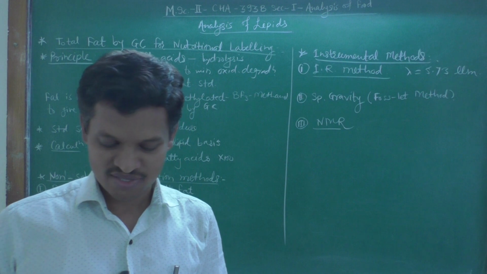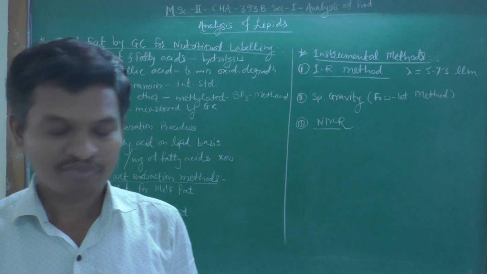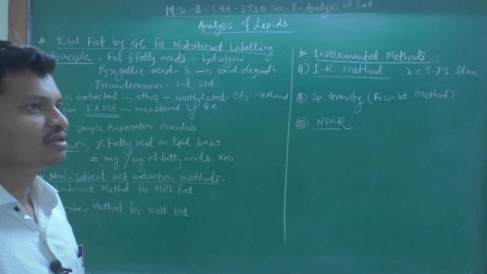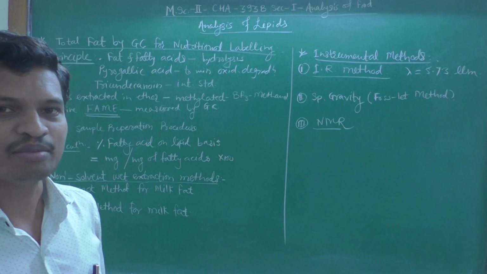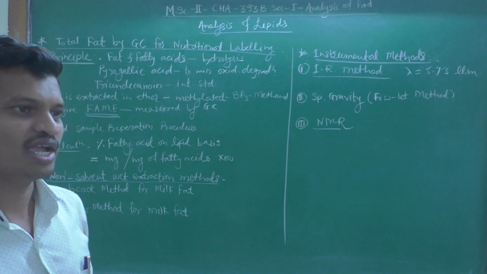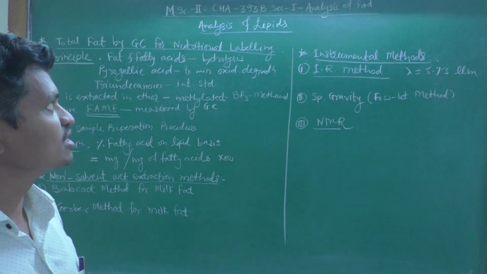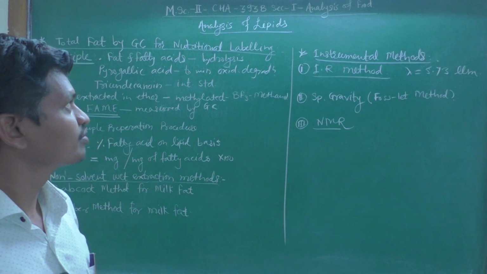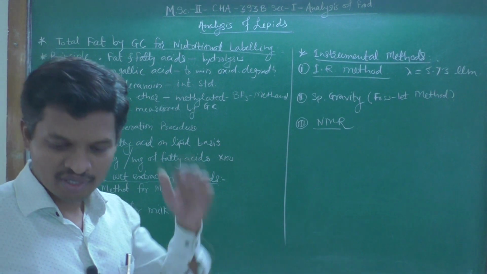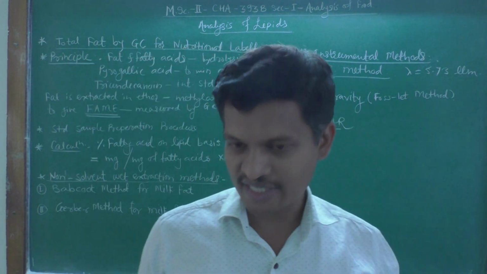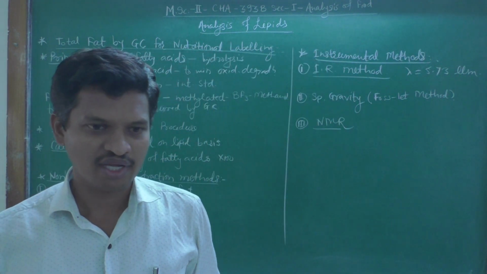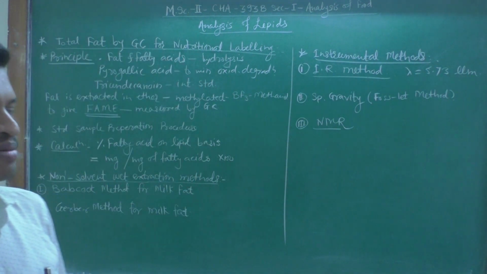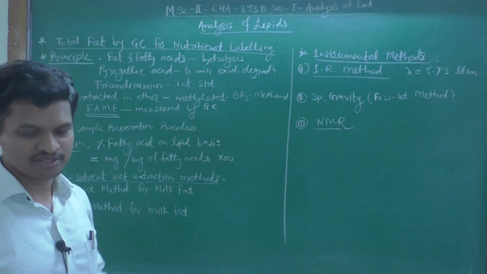So, my dear friends, we are discussing the analytical chemistry paper number CSA 393, that is CBOP part B, and the title of our section is analysis of food. In this we have started the fifth chapter, that is analysis of lipids.